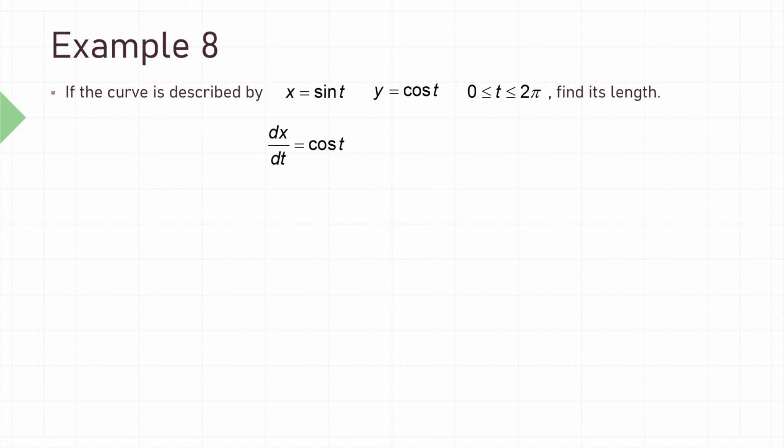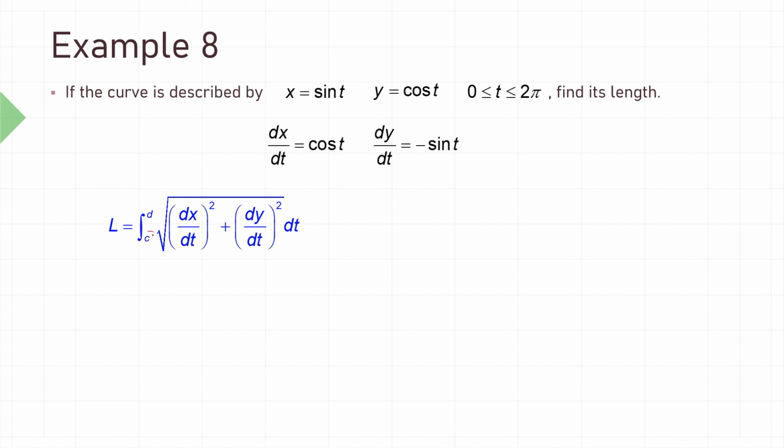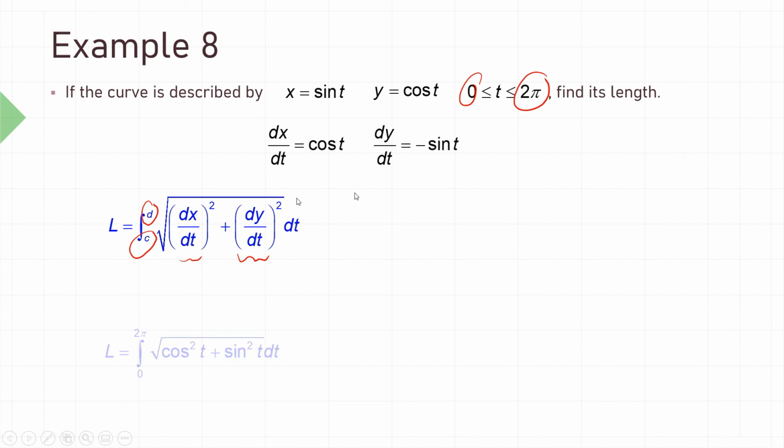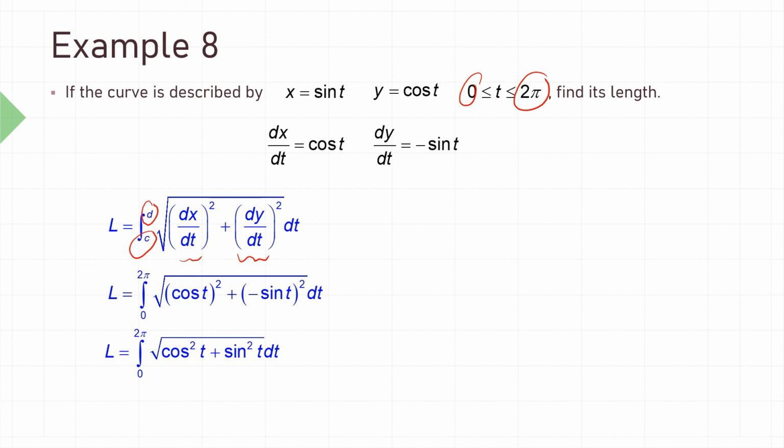Firstly we find dx over dt, which is given by cos t. Now we have to find dy over dt, which is given by negative sine t. Recall the formula for the arc length given by this formula. So we see that c is actually 0 and d is actually 2 pi. And this can be substituted with cos t and negative sine t. So we substitute it and simplify this. We get the integral from 0 to 2 pi, of the square root of cos squared t plus sine squared t. By the identity, this is actually equal to 1.